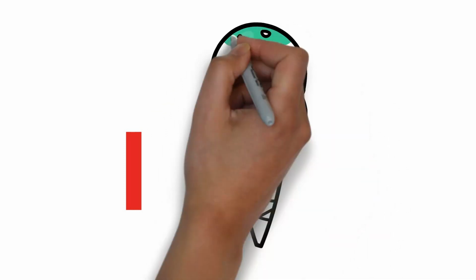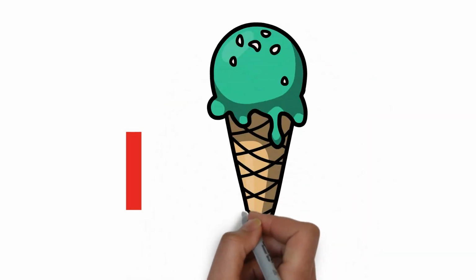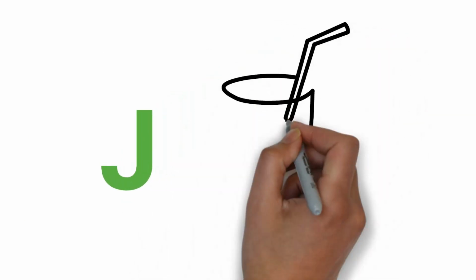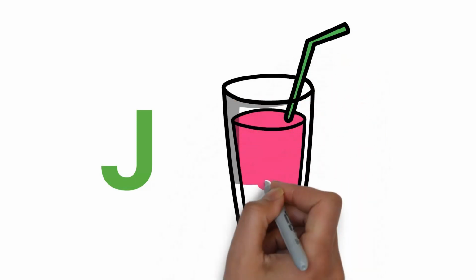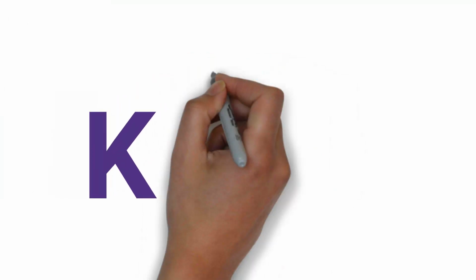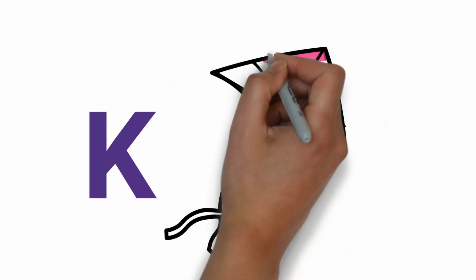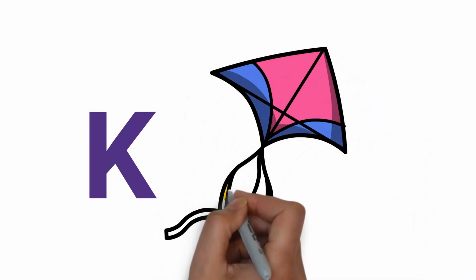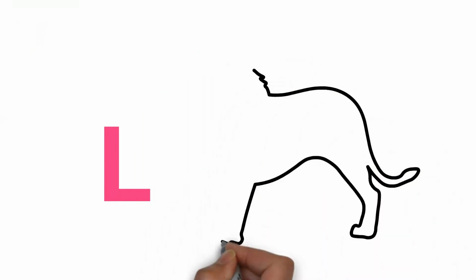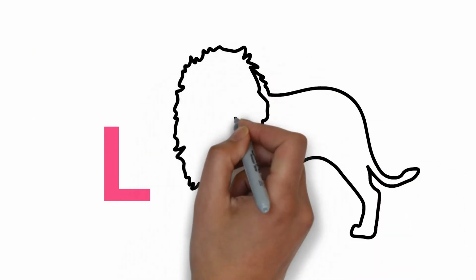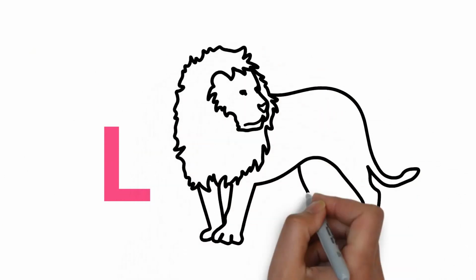I. I for ice cream. J. J for juice. K. K for kite. L. L for lion.